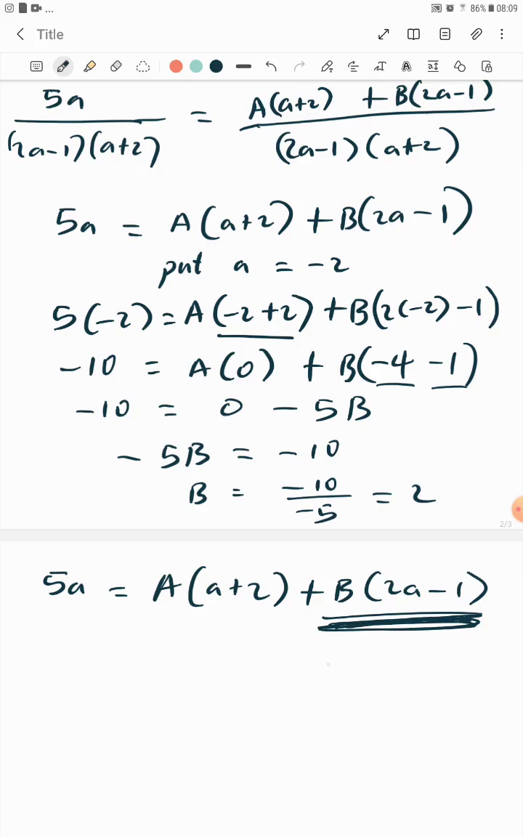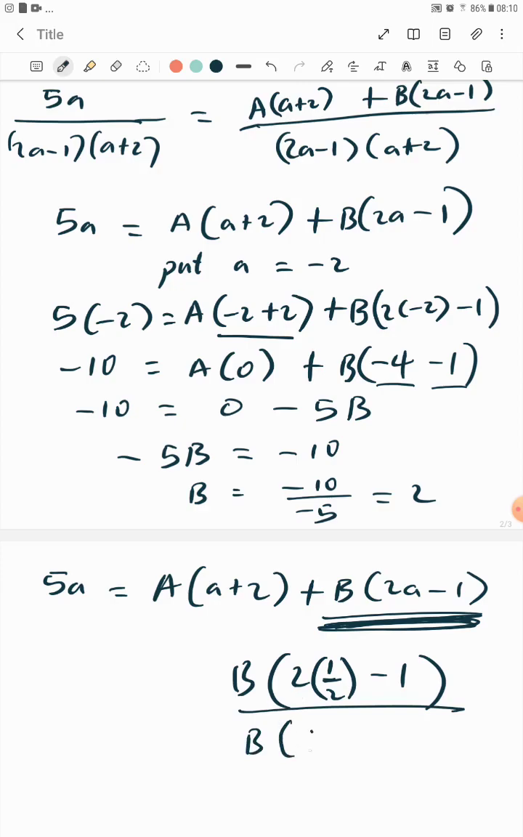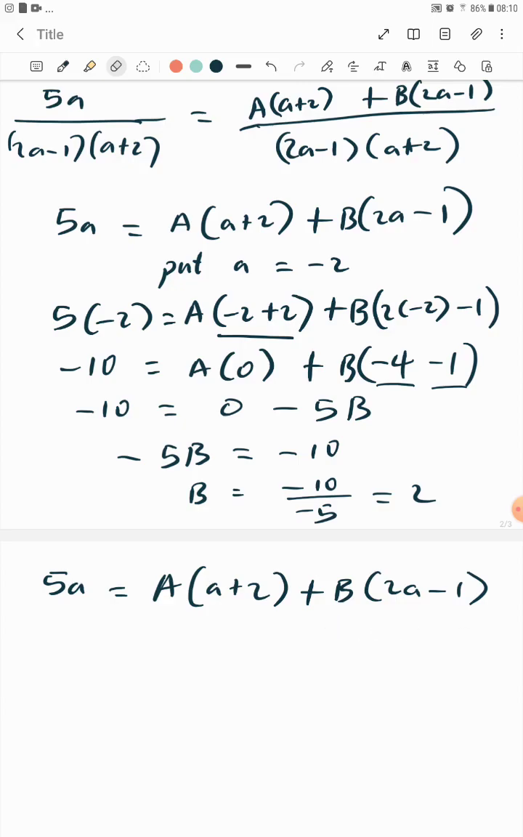If I put a as half, that means 2a will become 2 times half, then minus 1. Entirely this place will become like this, and 2 times half will give me 1 minus 1. 1 minus 1 will be 0, and everything here will become 0. So you can substitute small letter a to be half, so that everything in this b can disappear, and then you'll be left with just this a. So exactly, you can do that.